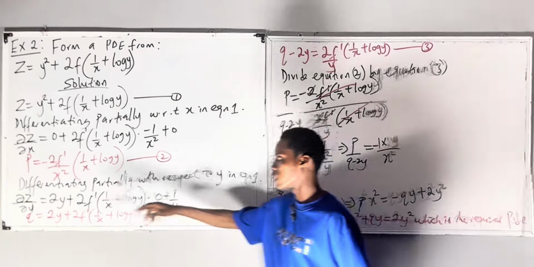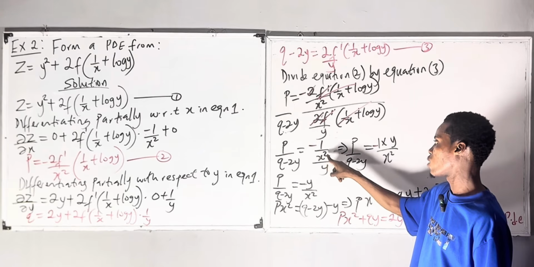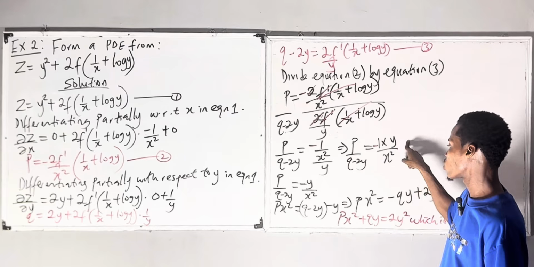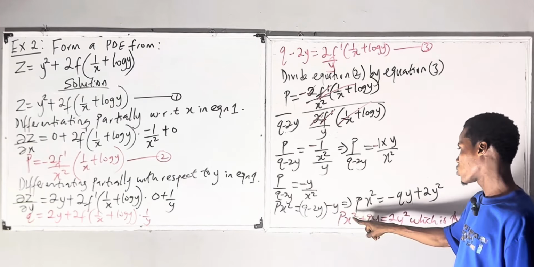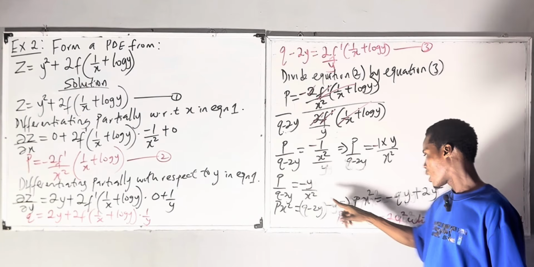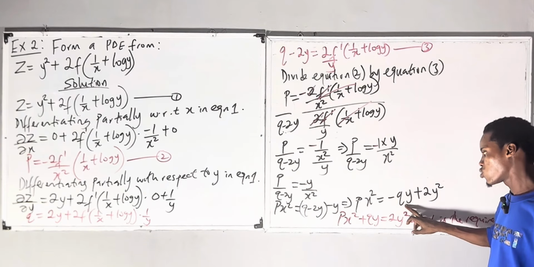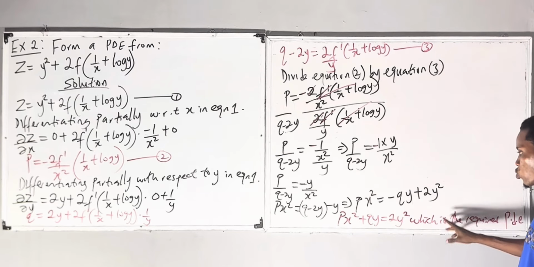There's a negative here already, so that's why we have negative here. So minus 1 over x square over y, minus 1 times y, I'm going to have minus y. Then I use this minus y to multiply qy and I got minus qy. Then I use this minus y to multiply minus 2y and I got plus 2y square. I take this one to the left hand side, minus changes to plus, is equal to 2y square, which is the required PDE.